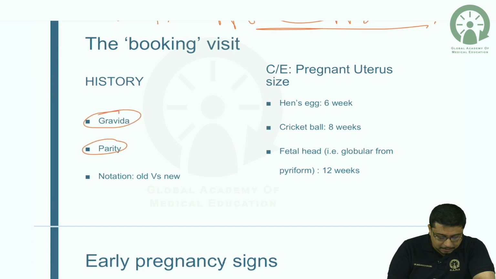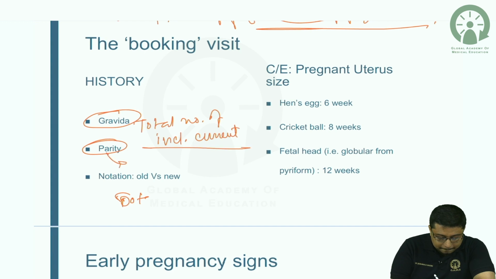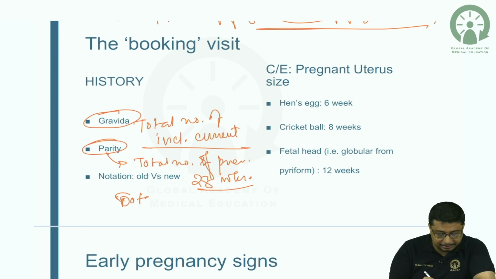So, what is the history that we take on the booking visit? Three things: gravida, parity. Gravida is the total number of pregnancies, including the current one. Okay, and parity is the total number of previous pregnancies that have crossed viability, that is 28 weeks. We say 28 weeks is the viability. So this one considers the current pregnancy, this one doesn't.